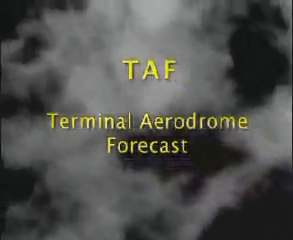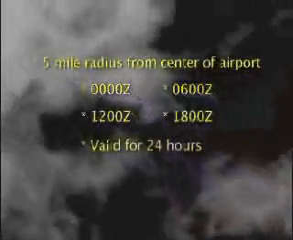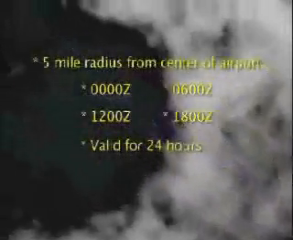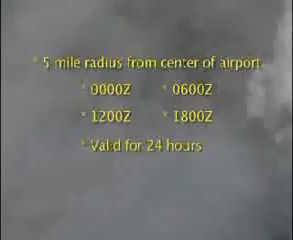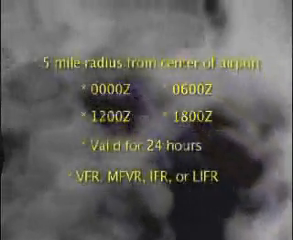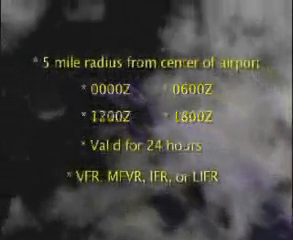The aviation terminal forecast, referred to as a TAF, is a concise statement of the expected meteorological conditions within a 5 statute mile radius from the center of an airport's runway complex. TAFs are issued 4 times daily, 0000 Zulu, 0600 Zulu, 1200 Zulu, and 1800 Zulu, and are valid for 24 hours. The last 6 hours of each period are covered by a categorical forecast indicating that VFR, marginal VFR, IFR, or low IFR conditions are expected.